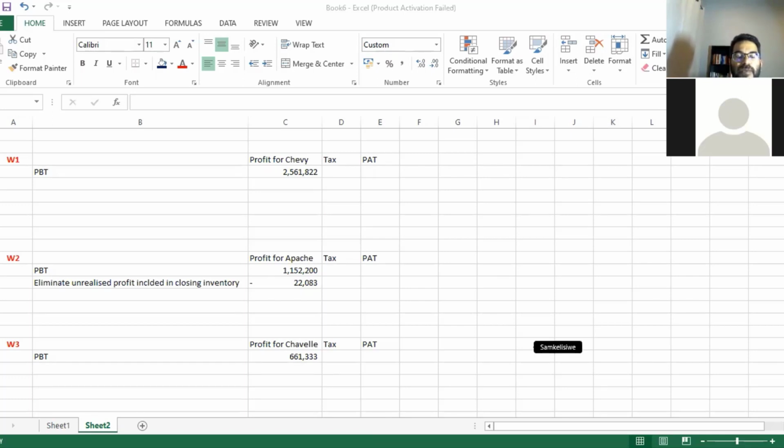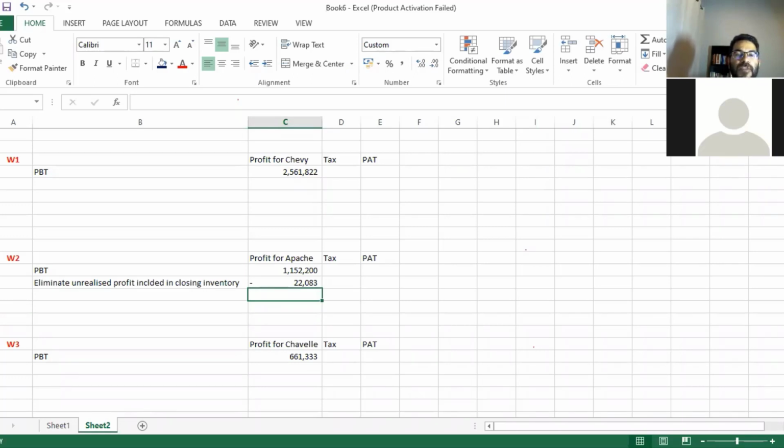Now we need to eliminate the unrealized profit relating to last year's closing inventory. What you should know is that it is assumed that the unrealized profit included in last year's closing inventory has actually been realized this year. So what we need to do is add back that unrealized profit.